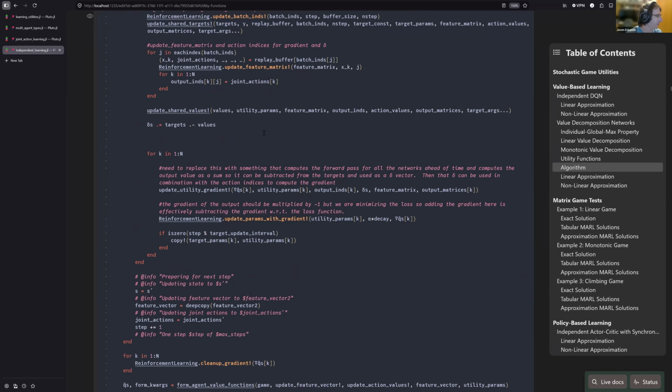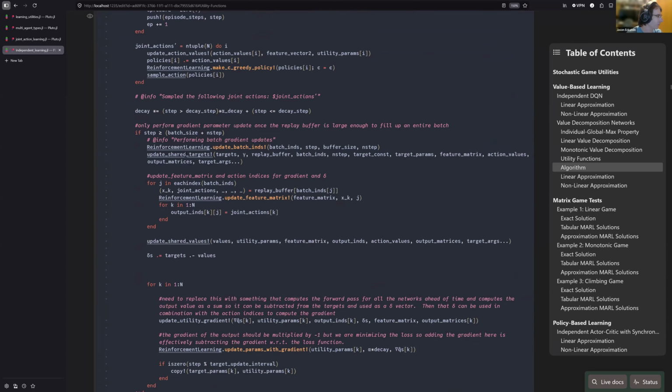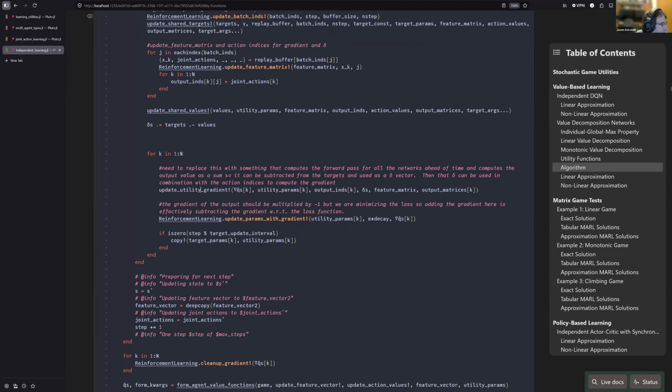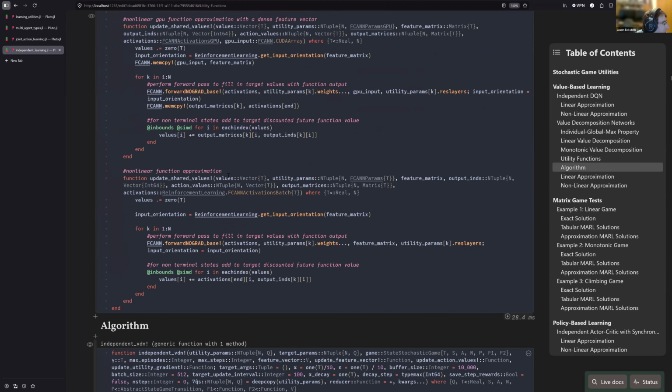So this algorithm does follow the pseudocode. The main difference here is this function that updates the target values. Here, there's this n step which allows it to handle n step rewards instead of just the single step reward as shown in the pseudocode. But after that, we have this gradient update. Let's see if I update.